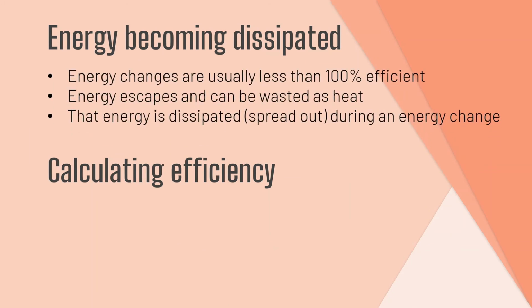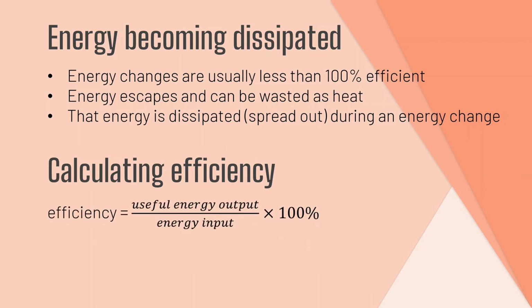Energy becoming dissipated. Energy changes are usually less than 100% efficient. Energy escapes and can be wasted as heat. This means that objects and their surroundings are warmed, and it's very difficult to get that energy back. That energy is dissipated, spread out during an energy change. And we have a way to calculate the efficiency. We can calculate the percentage efficiency of an energy change as follows: efficiency equals useful energy output divided by energy input, times 100.